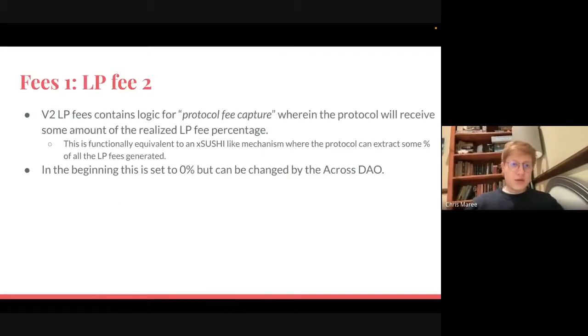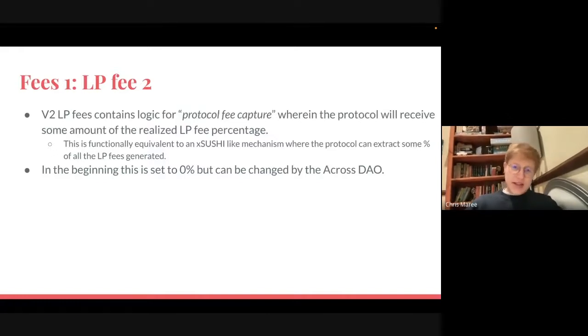The other component that changes with LP fees is we have this idea of a protocol capture fee. So the basic idea of this is that some percentage of the realized LP fee percent can be siphoned off and sent to the protocol. This is functionally equivalent to how xSushi works, where you deposit sushi into a staking contract. Some percentage of the swap fees goes to xSushi holders, and basically those fees are redistributed in the form of xSushi being worth more than one sushi. So the redemption rate of xSushi to sushi goes up.